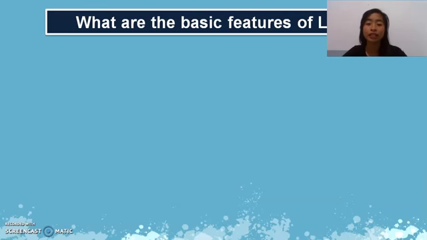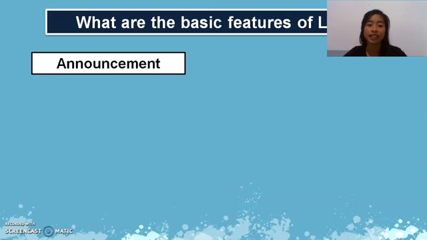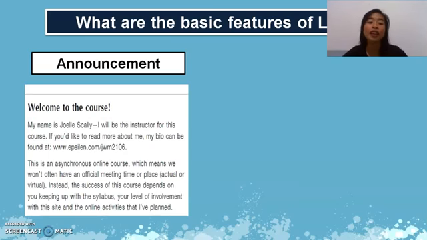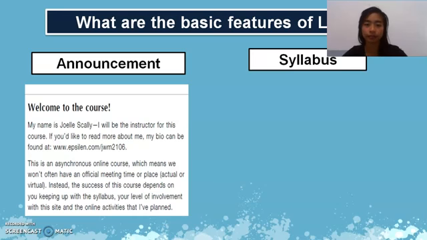What are the basic features of LMS, the Learning Management System? The first one is announcement. Announcement is used for giving information or updates by the lecturer. Just an example: Welcome to the course. My name is blah blah blah. This is a synchronous online course. It means that the lecturer introduced herself and then moved to the online course information.